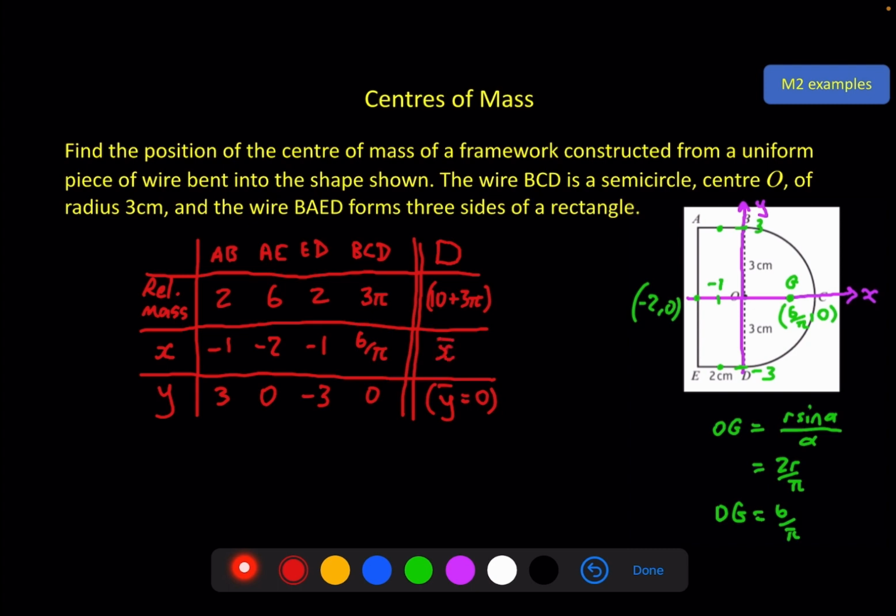And x bar, which is the one that we don't know yet. Following the usual calculation, this times this, plus this times this, plus this times this, plus this times this equals this times this, we get minus 2, minus 12, minus another 2, plus 18 pi over pi, which is just 18, equals 10 plus 3 pi times x bar. So x bar is equal to 0.10296 dot dot dot, and we're going to write it to 3 significant figures, which gives us 0.103 centimeters.